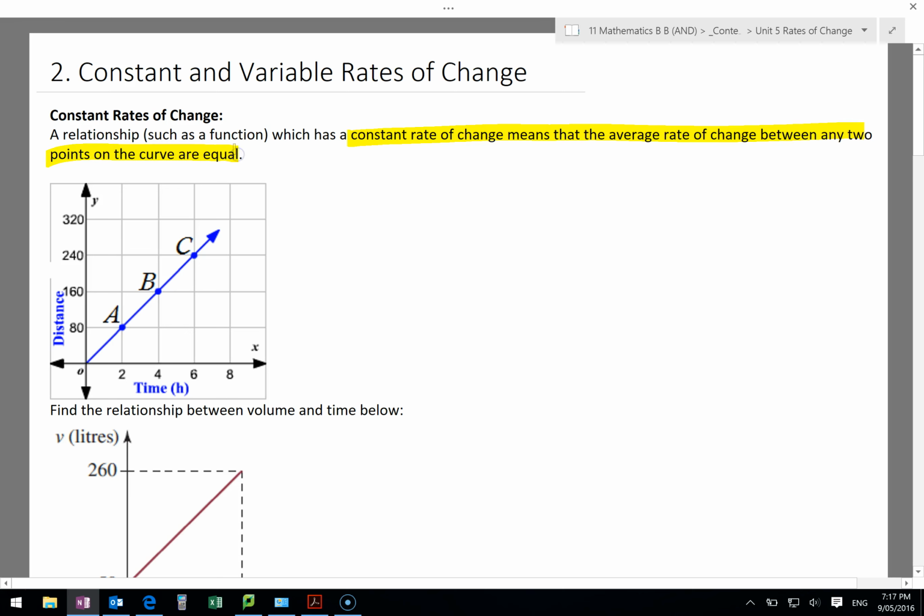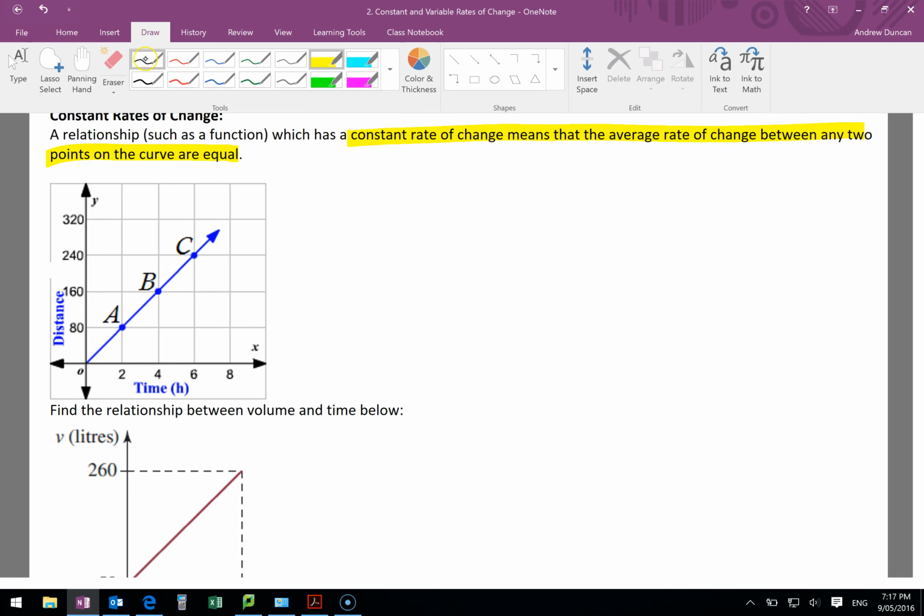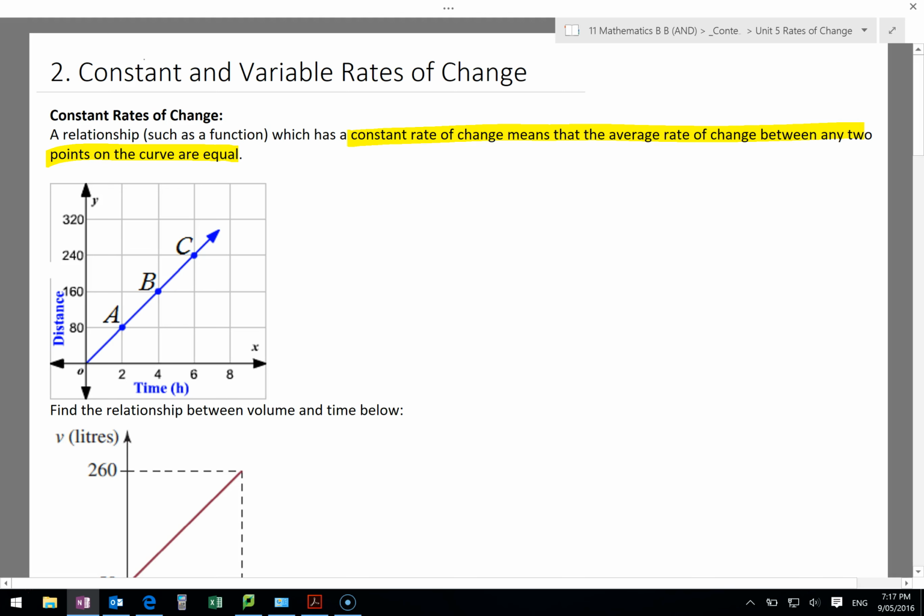Okay, let's have a go at trying to apply that definition to this graph here. What that's saying is that this relationship has a constant rate of change if the average rate of change from A to B is the same as the average rate of change from B to C. Okay, basically, if this rise over run is the same as this rise over run. So let's have a go at doing this.